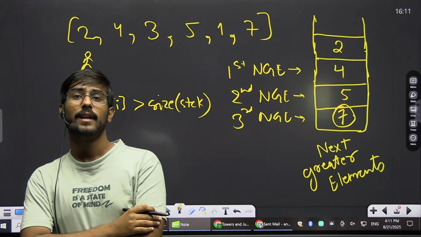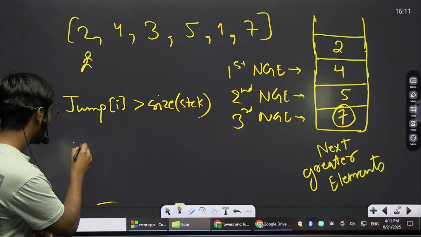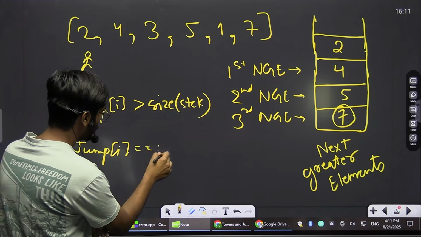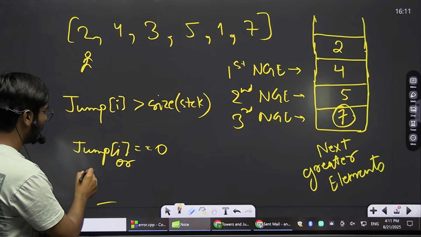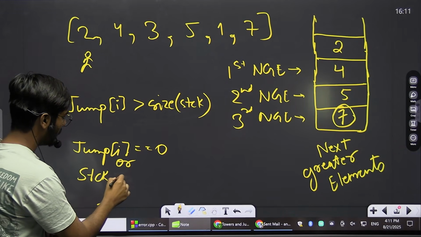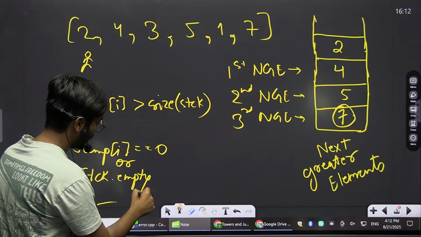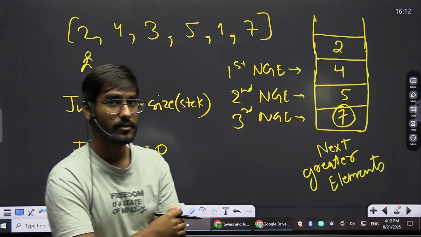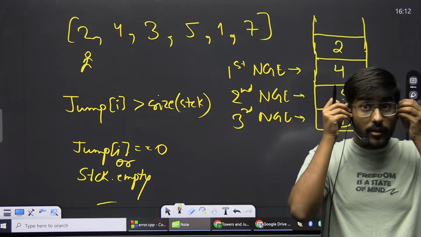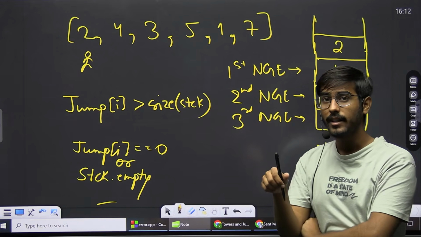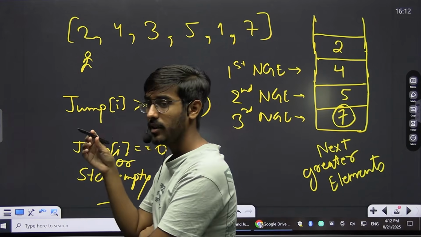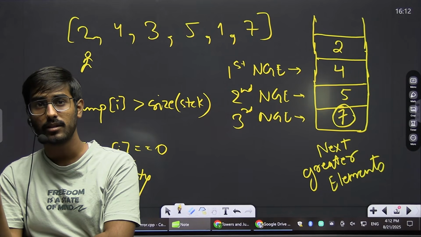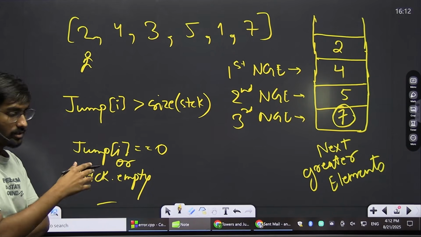Okay, the second case will be like this: if jump of I is equal to 0 or the stack itself is empty, then this means no jump will be possible. If no jumps are possible, then the starting height where the person is standing would be the maximum height. That would be the only maximum height this person can reach if no jumps are allowed.